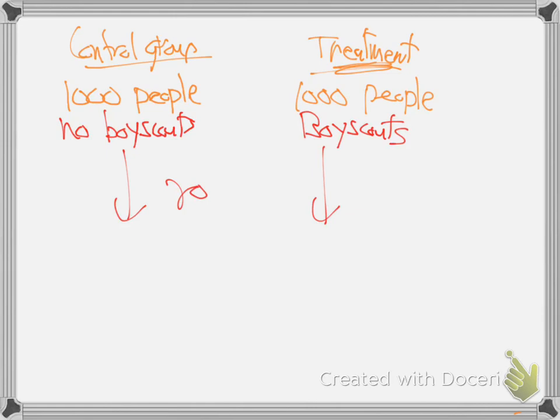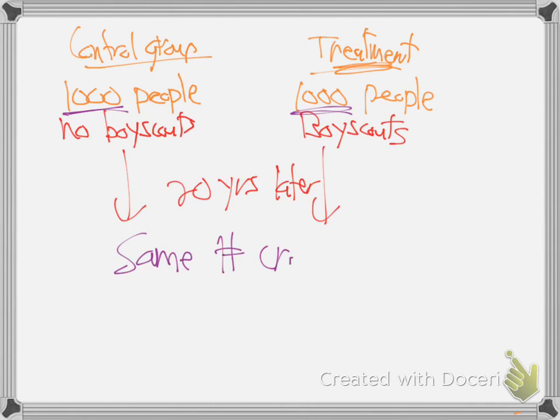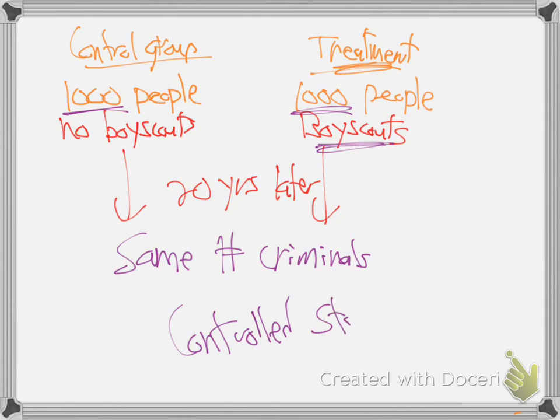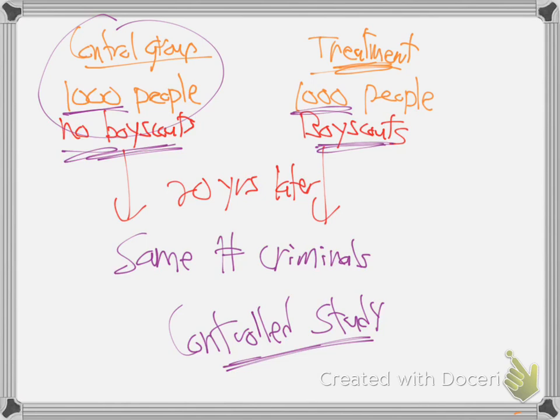And then 20 years later, you do a statistical study, and what you would find from just those 1,000 is that there's the same number of criminals. You're not getting more criminals. You're probably getting less among those that went to Boy Scouts. They're probably helping keep people from criminal behavior, certainly not causing it. So that's called a controlled study. It's a scientific method. You have to have a control group, a group that you don't give the treatment to, the treatment meaning whatever you're wondering about, like Boy Scout training.